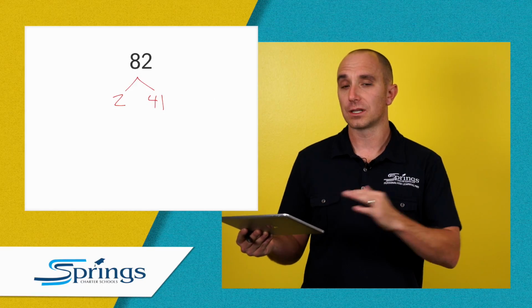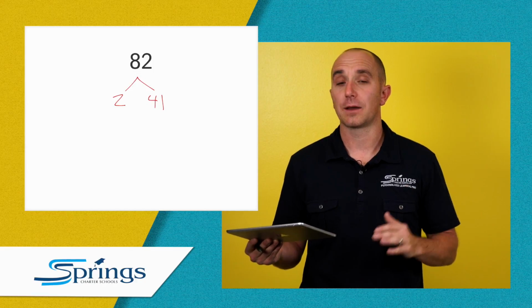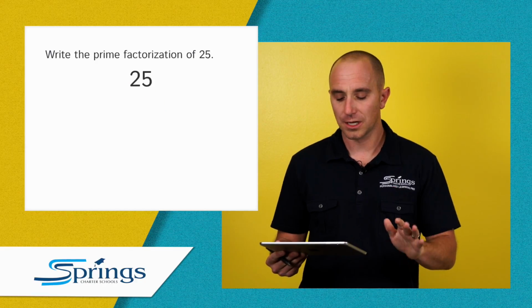So just because 41 is larger than 2 or 3 or 5, or what are the common ones you're going to see, doesn't mean it can't be the answer. Let's look at another one.